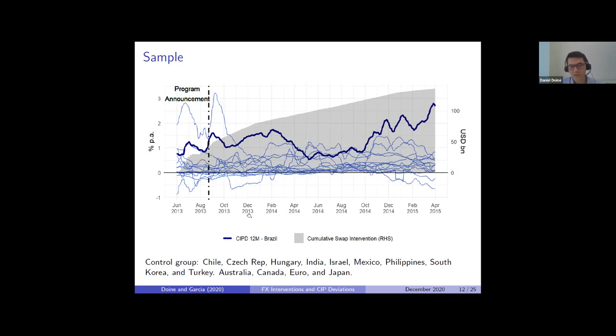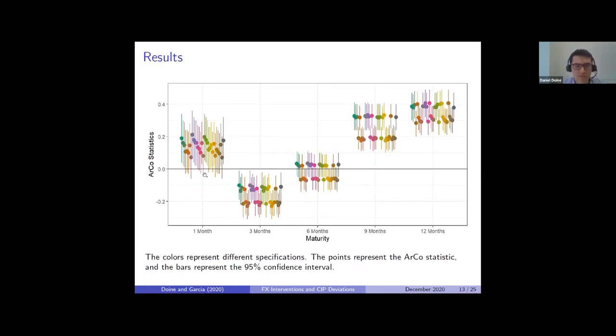This program has some phases, and the amount they intervene daily changes, but the idea is the same. And here the control group, as I mentioned, is countries that did not intervene on their currencies in the period we are looking at. The pre-intervention sample we use is from January 2013 until August, because in 2012 we have some interventions made by the Brazilian Central Bank, and we see this affects the parameters there, and the ARCO hypothesis that must hold.